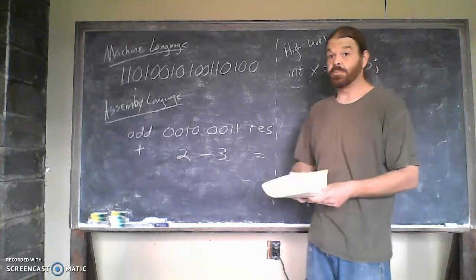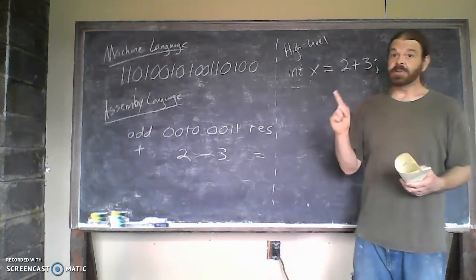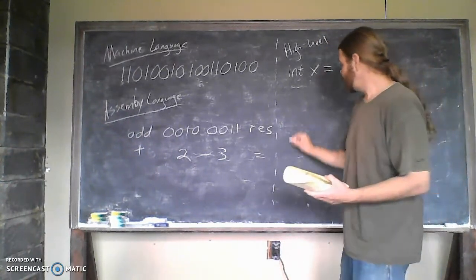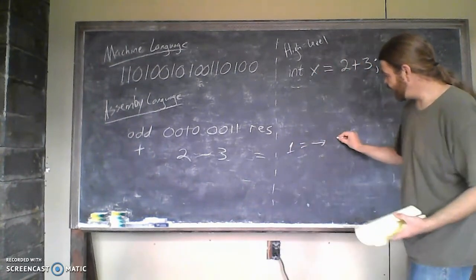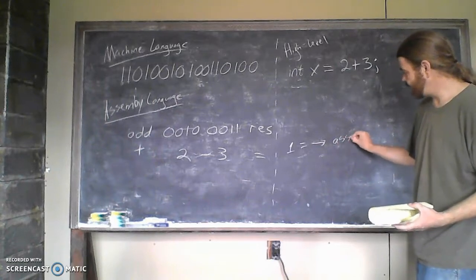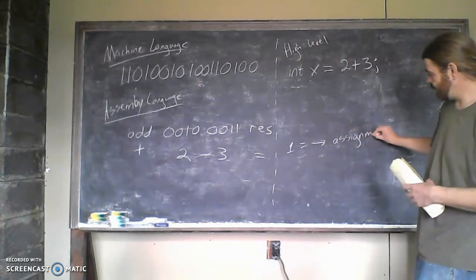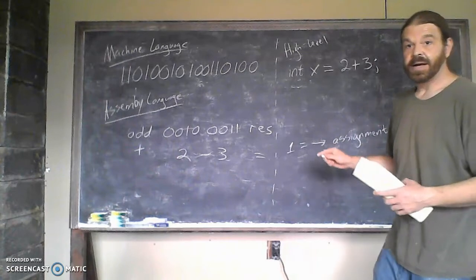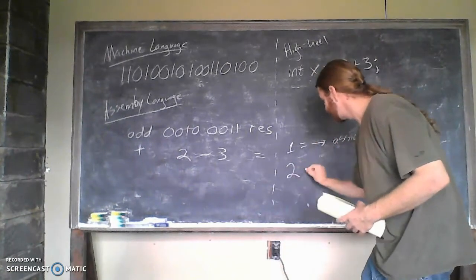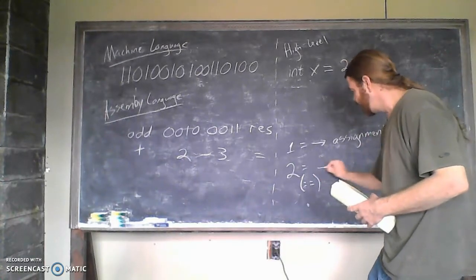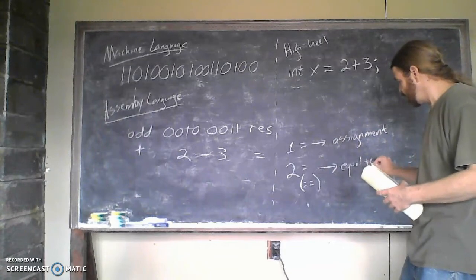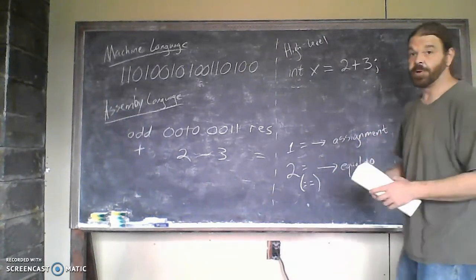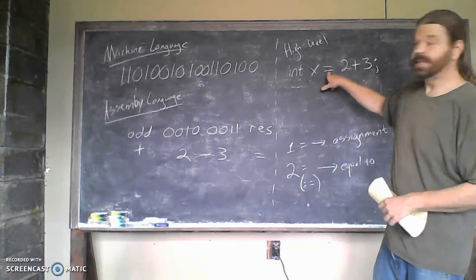So when we're doing programming, 1 equal sign, I'll write down here, 1 equal means assignment. And 2 equal signs, equal equal, that means equal to. Those are not interchangeable, so you have to be careful with them. So 1 equal sign means assignment.